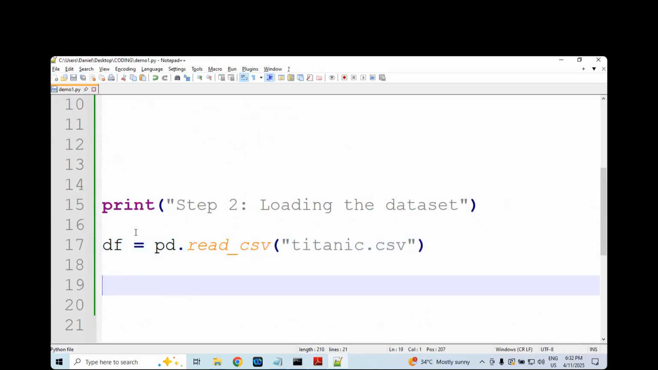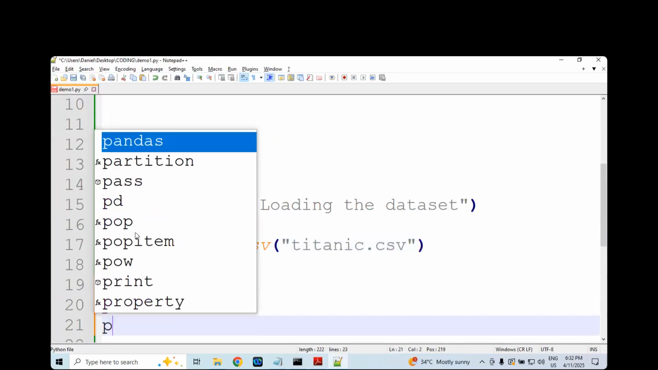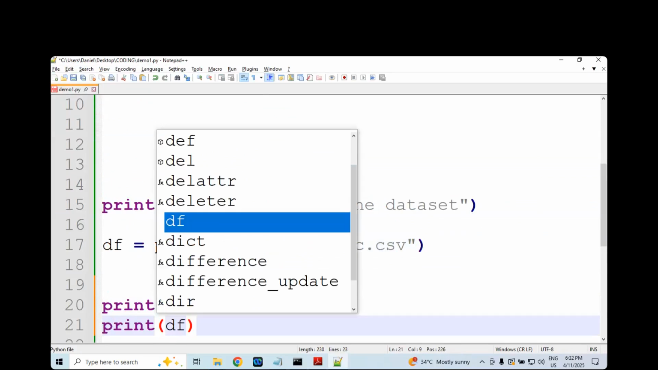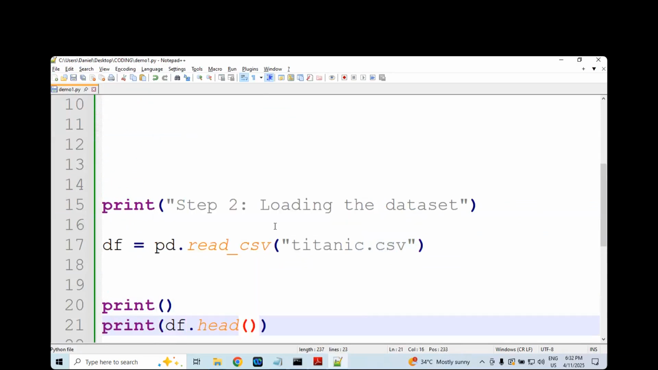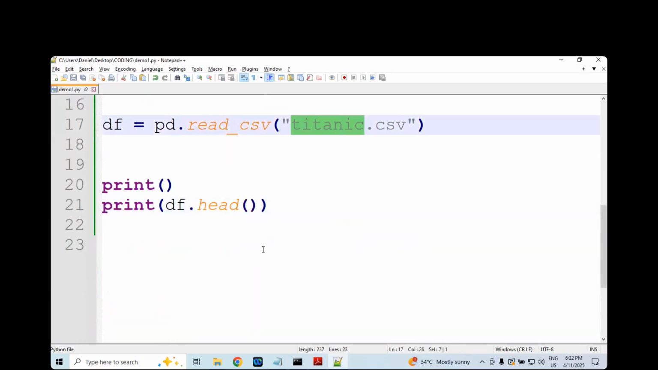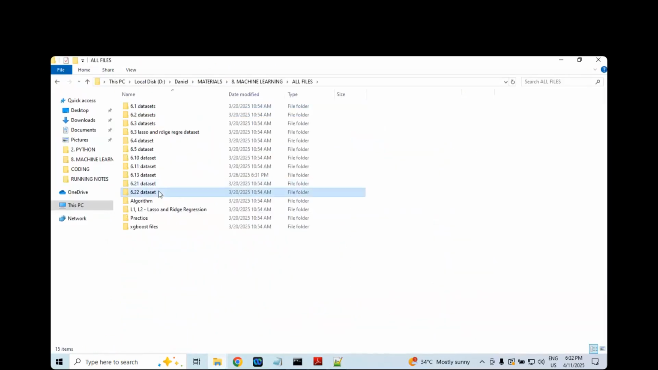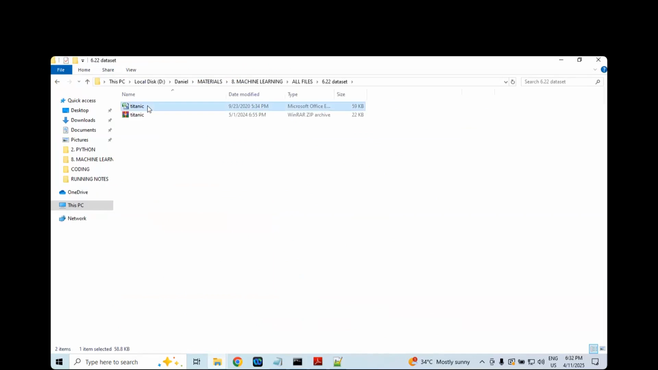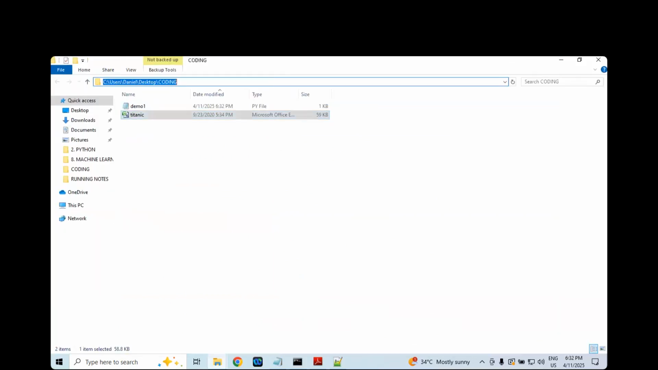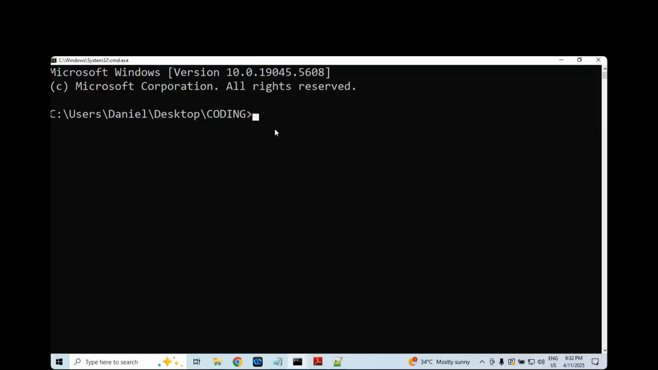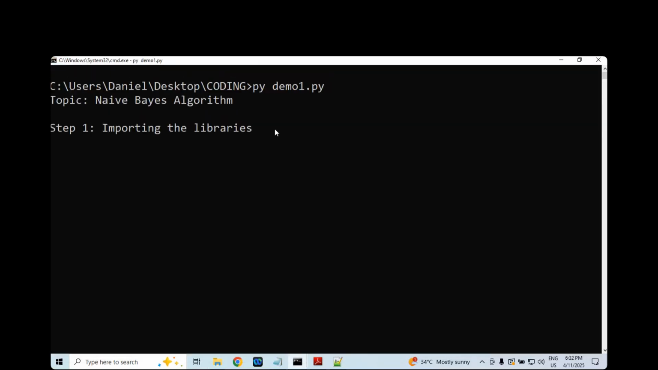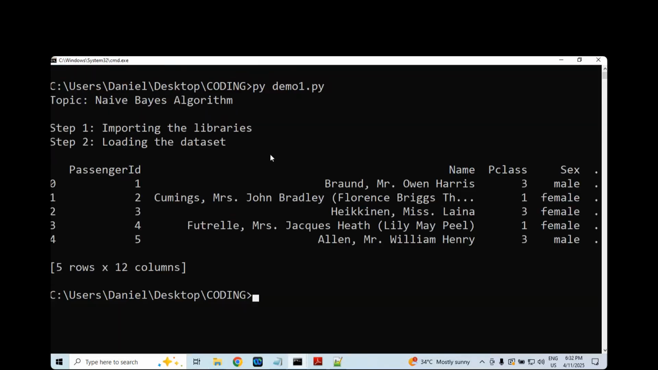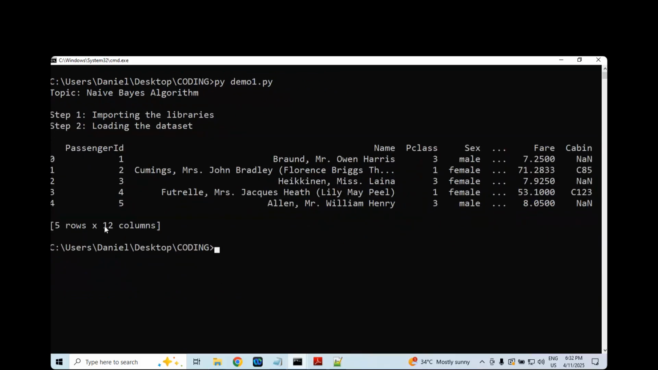Titanic public data set we already have, but I'm just trying to load the existing data set. Try to understand this. Okay, cool. So we are getting total how many columns? 12 columns actually.